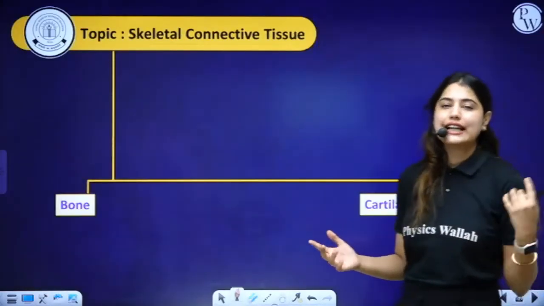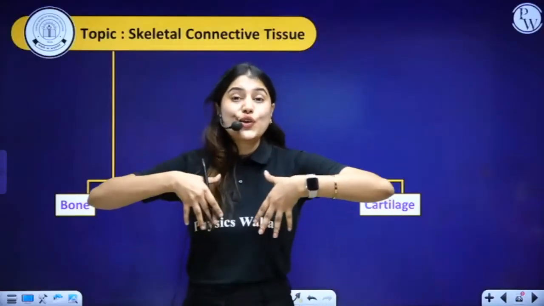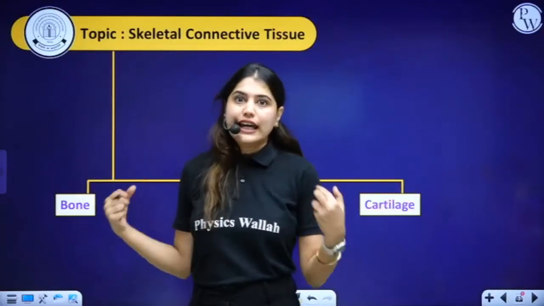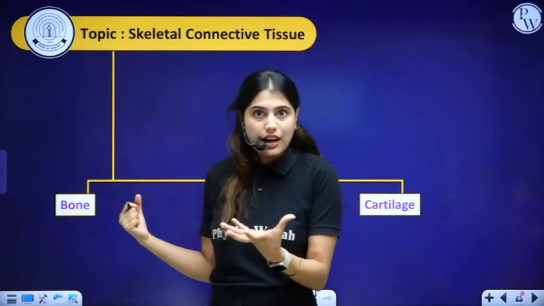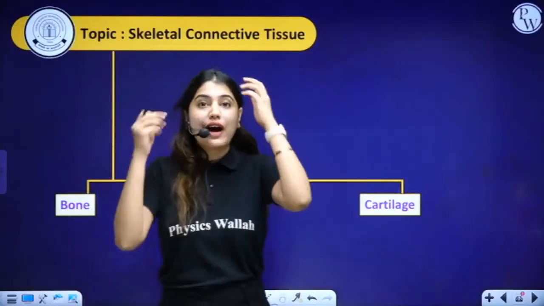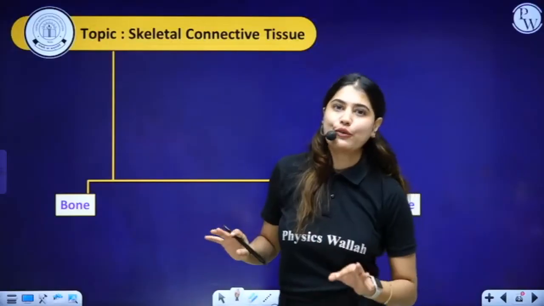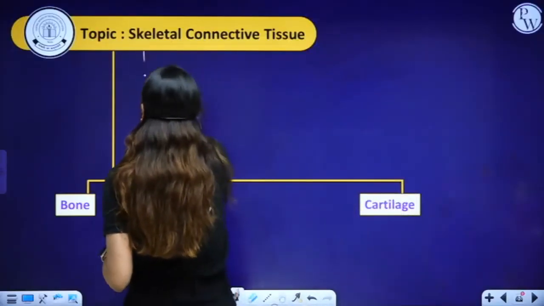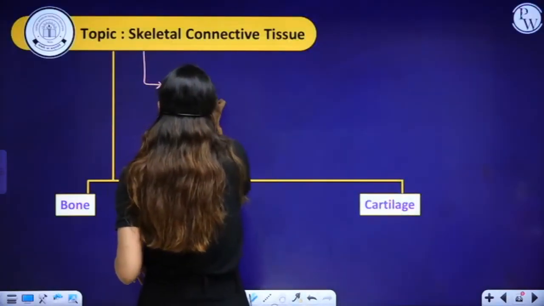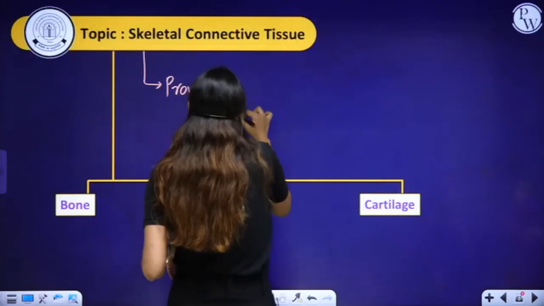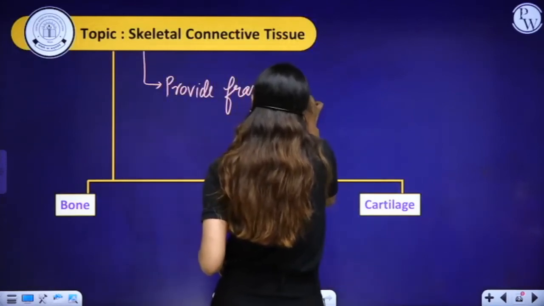Next we have skeletal connective tissue. The tissue which provides that framework. If you see any building, you see the pillars. Just like the pillar is providing the framework, similarly in my body, the framework is provided by the skeletal connective tissue, right? It provides the framework to the body.